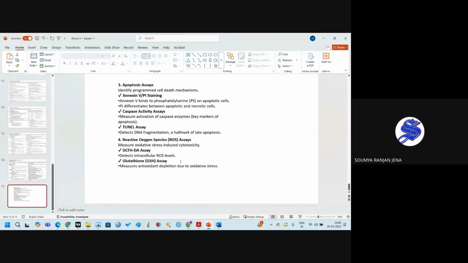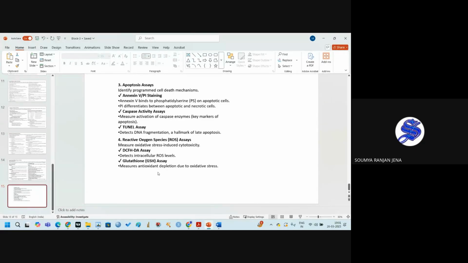And the last one is glutathione. This is the main antioxidant, and it tells us whether the cell is undergoing oxidative stress. Glutathione sequesters different types of stress-releasing factors to maintain the balance between oxidant and antioxidant. And this assay will say whether the cell is live or dead.